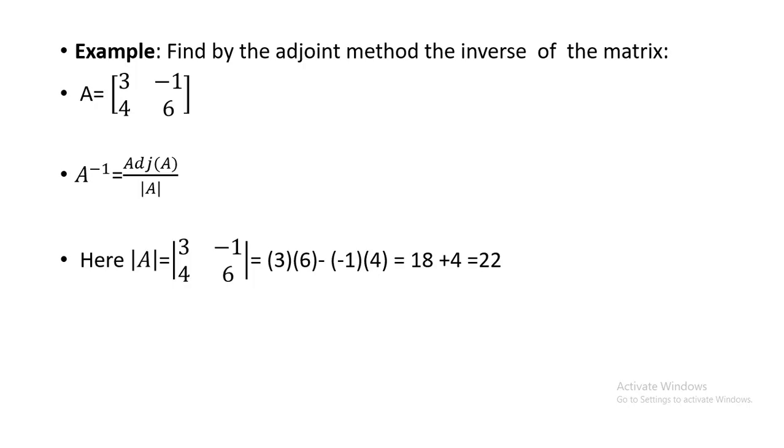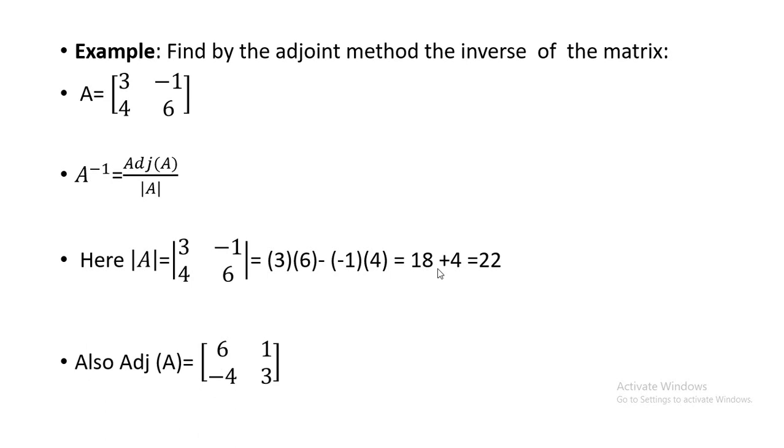Now, how to calculate the determinant? We cross multiply the elements, take the product of the main diagonal minus the product of the other diagonal. So 3 multiplied by 6 minus (-1) multiplied by 4. 3 times 6 is 18. Minus into minus gives plus, and 1 into 4 is 4. So 18 plus 4 is equal to 22. Since it is a non-singular matrix, that means we can proceed further to find the inverse of the matrix.